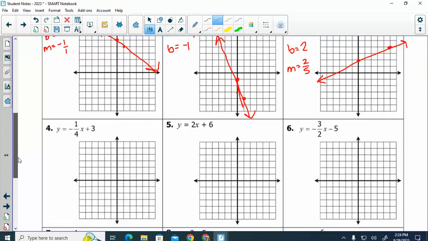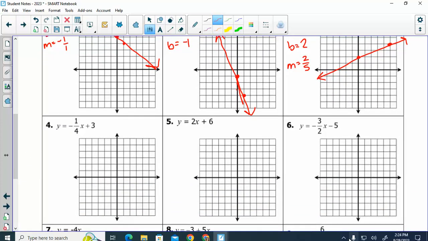All right, why don't you guys take a few minutes and try some. Number 5 gave a few people some trouble. So number 4, the y-intercept is 3. So we know we start our graph at positive 3. Slope negative 1/4.